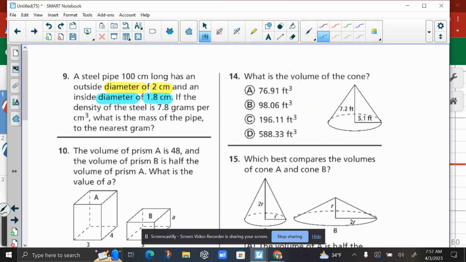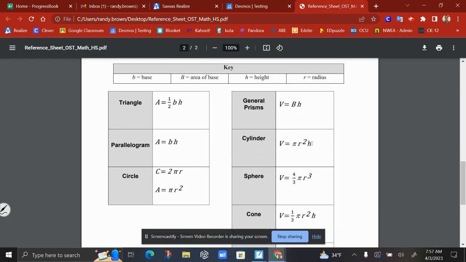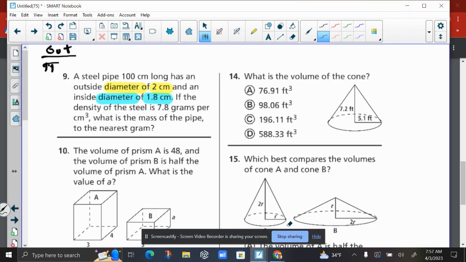So let's just first write our formula out. So outside, I'm going to put out for outside. We have the formula, pi. Let's flip over just to make sure we're good. Our cylinder, pi r squared h. So we're using this. Pi. Now radius, if my diameter is 2, then the radius is half of that, the radius would be 1. So pi 1 squared times, and the h is the same for both, 100.